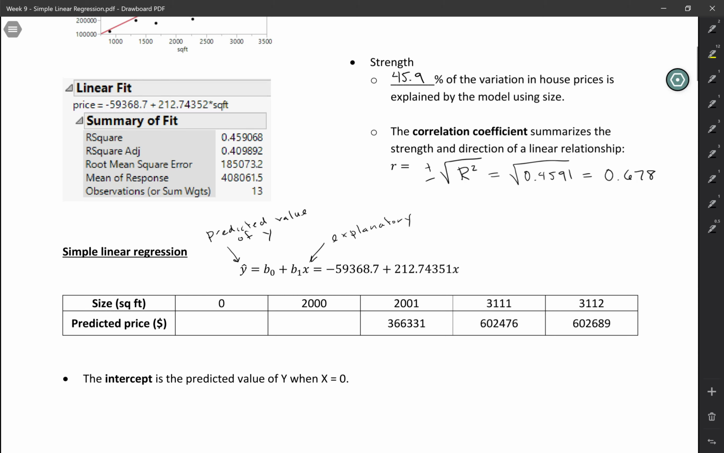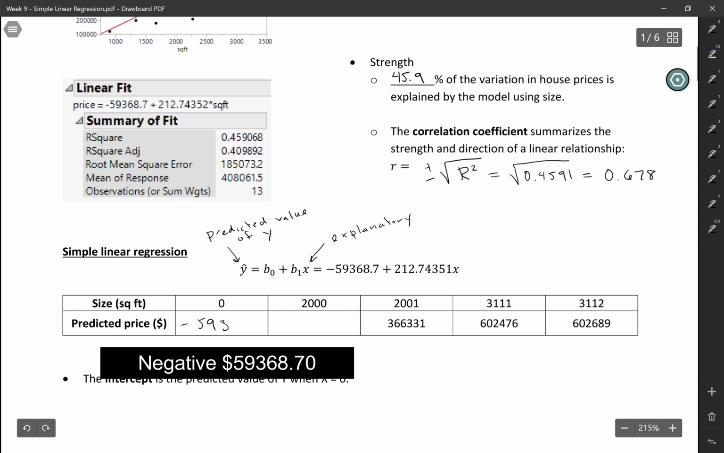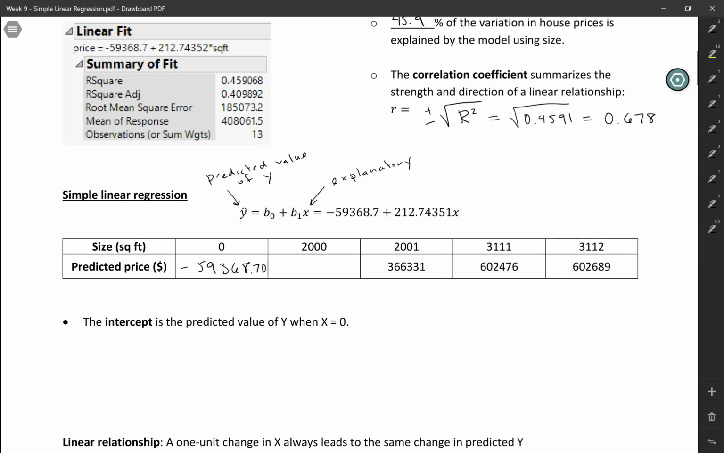And the first number there, the number that's by itself, negative 59,368.7, that number is the y-intercept. However you arrange the formula, the coefficient that's by itself is going to be the y-intercept. And that represents the predicted value of y when x equals 0. So if our square footage was 0, then the predicted price would be negative $59,368.70. We're using b0 to represent the intercept, and that negative number, negative 59,368.7, would represent the predicted price.